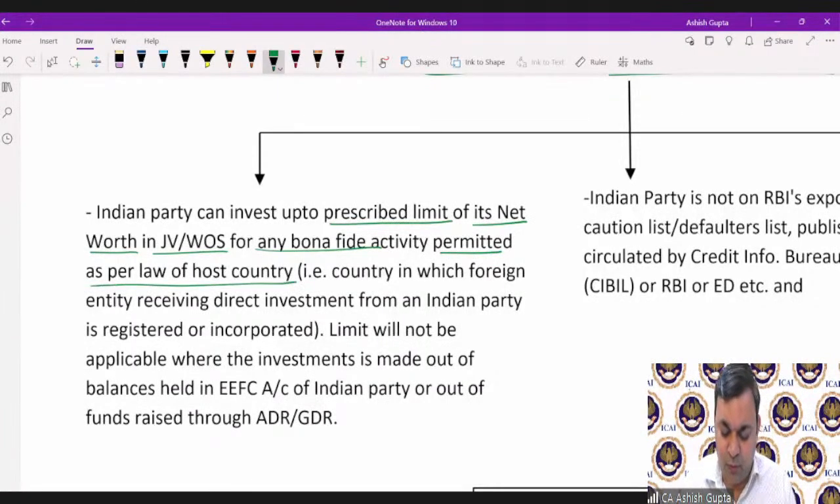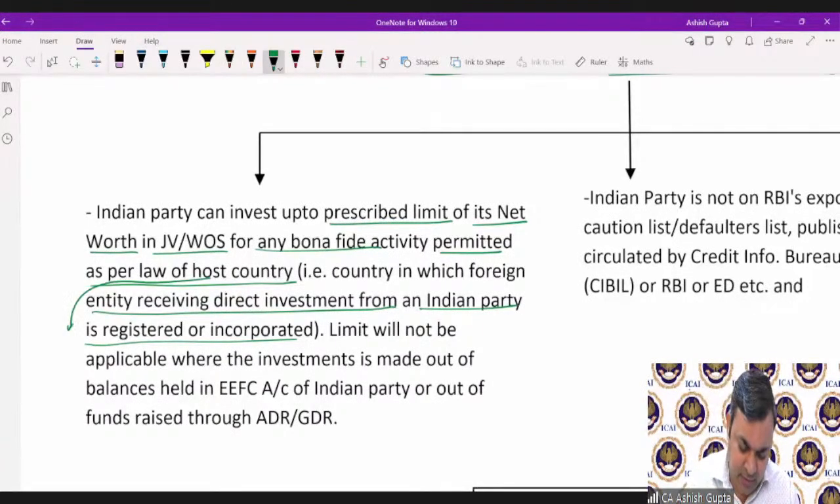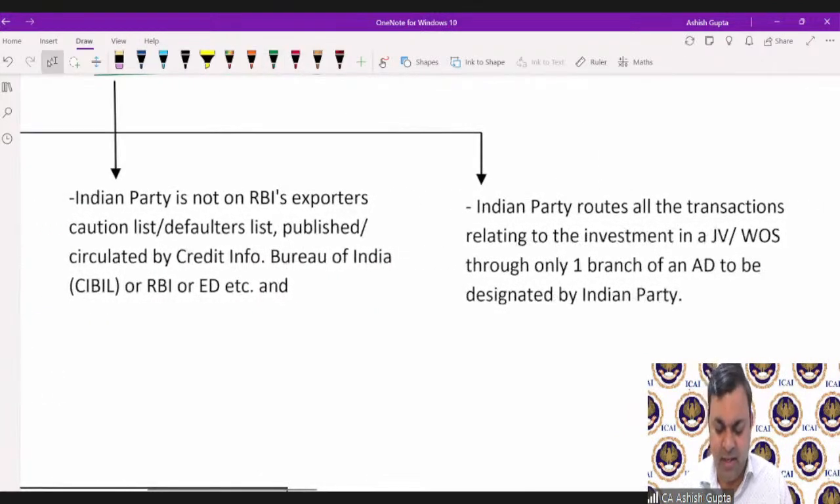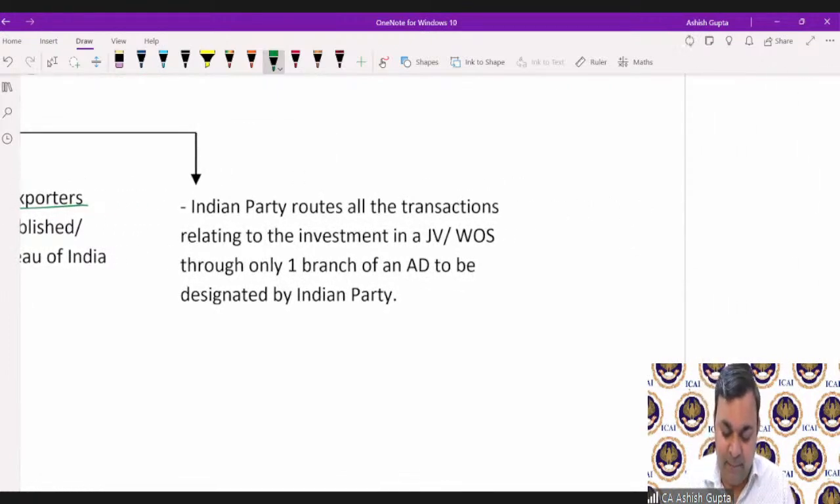It must be permitted as per the law of the host country, the country in which the foreign entity receiving direct investment from an Indian party is located. Host country means foreign country. The limit will not be applicable where investment is made out of the EEFC account of the Indian party or out of funds raised by ADR/GDR. The Indian party should not be on the RBI exporters' defaulter list, that is not permissible, Vijay Mallya type. The Indian party should route all transactions relating to investment in JV or WOS through only one branch of an AD to be designated by the Indian party.